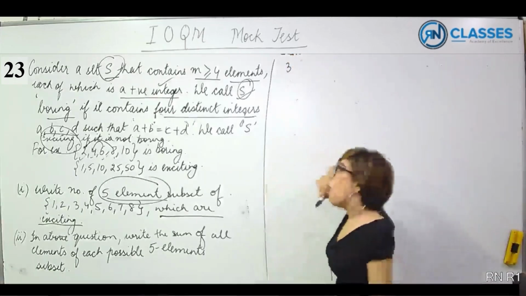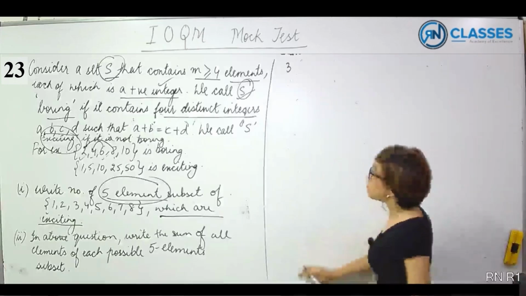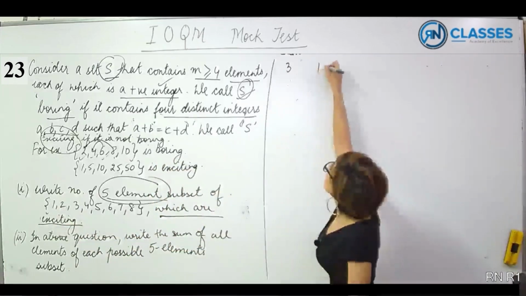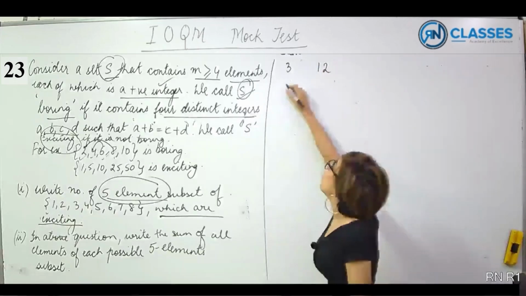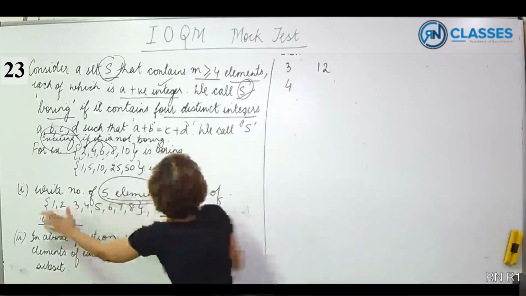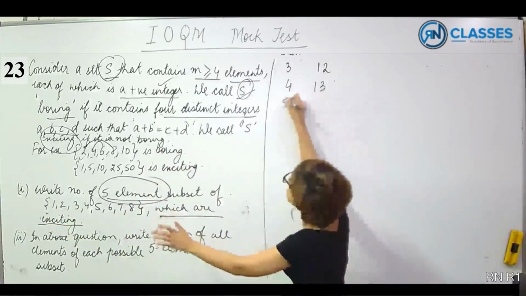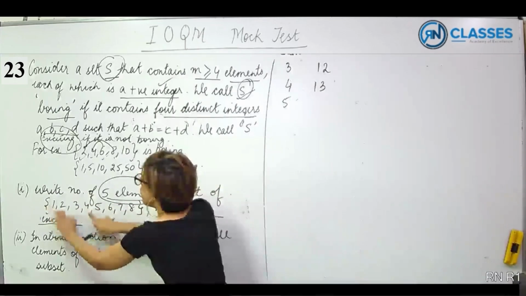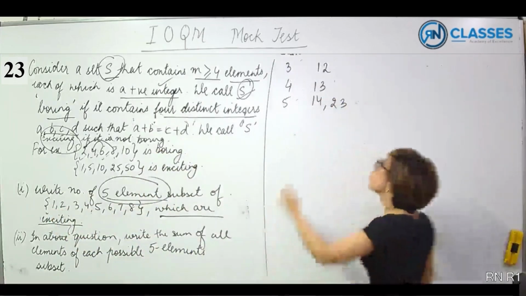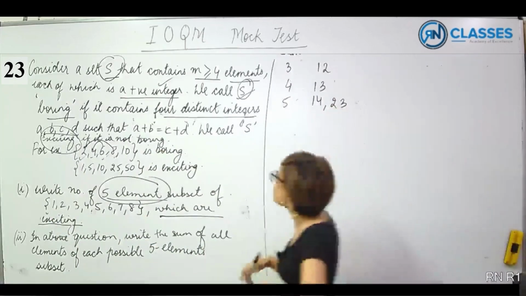Now, possible pairs along with it. Sum 3 obviously can be done in 1, 2 way only. So 1, 2, that's my pair. Next sum can be 4. 4 can be done in 1, 3, only one way. Sum 5. That means I can have 1, 4 and 2, 3. Obviously, I should be putting commas in between, but I will not, to save my time.